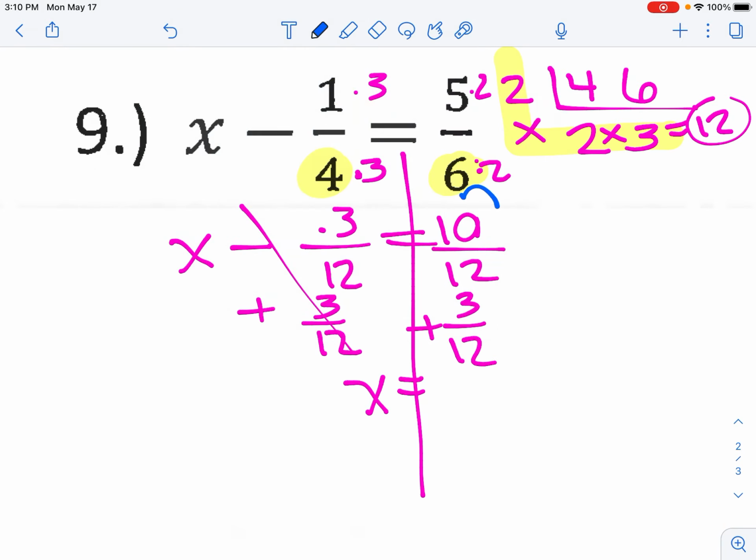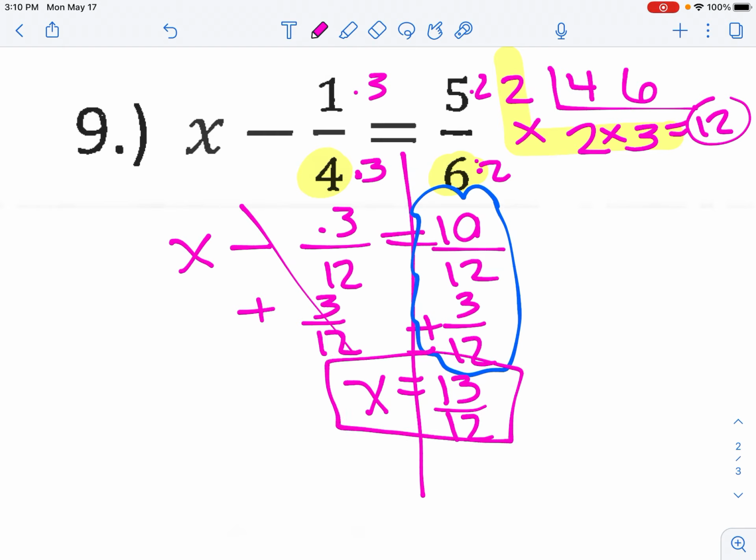Over here on the right side, 10/12 plus 3/12. Add your numerators. 10 plus 3 is 13. Now, notice that this is an improper fraction. That is okay. I know that you've always heard me say that you have to simplify that to a mixed number, not when you're solving equations, because in order to do the math, it's going to be much simpler if we leave it improper just for a moment.